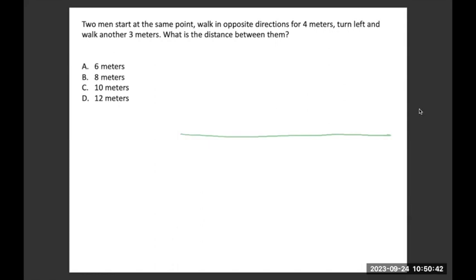In this case, what is happening is there are two men, men A and men B. They are moving in opposite directions here. A moves up to a distance of 4 meters, turns left and then moves about 3 meters. It reaches this point. B, from that same center point, moves about 4 meters, turns left and reaches this point.